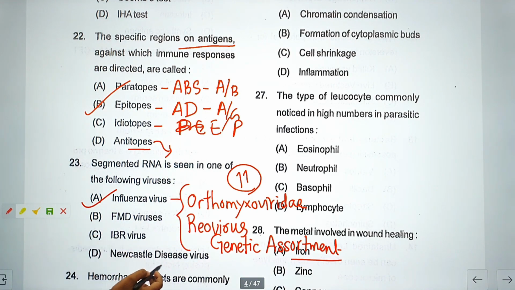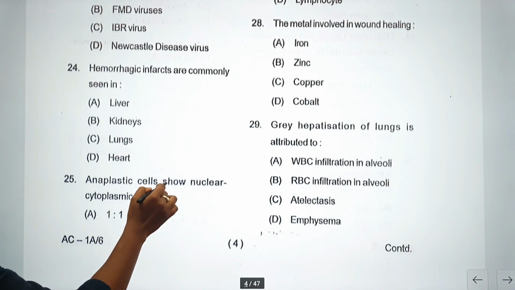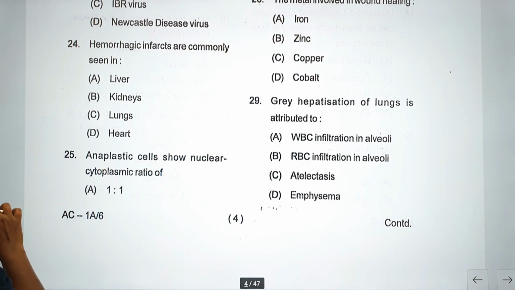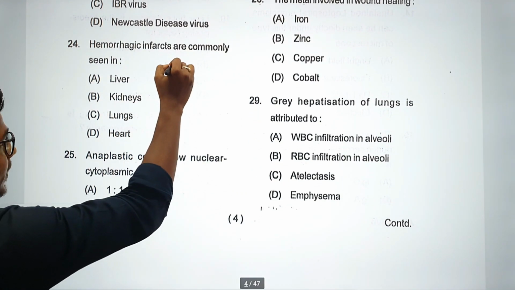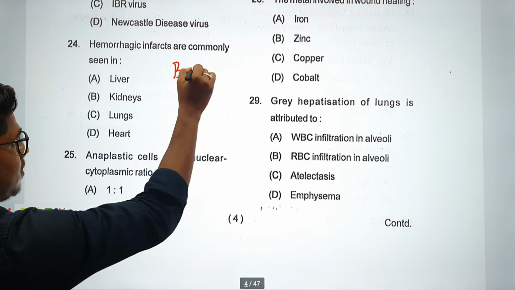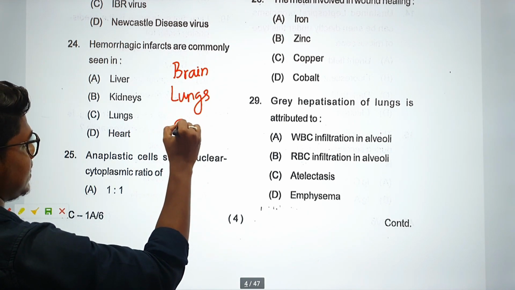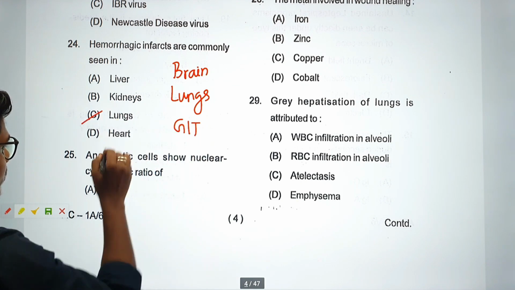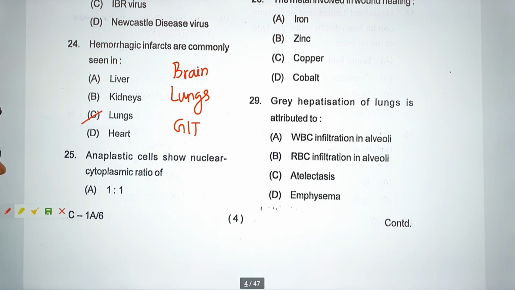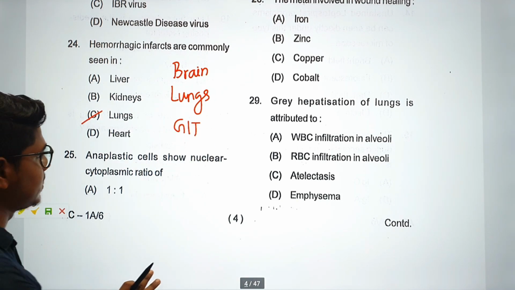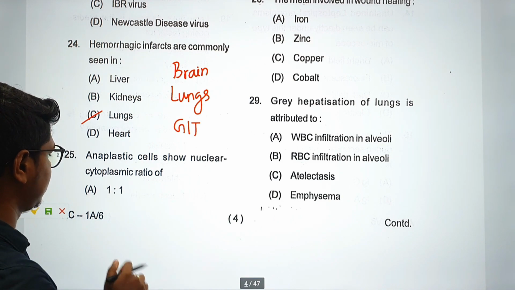Next question. Hemorrhagic infarcts are commonly seen in brain, lungs and GIT. Answer is lungs. Anaplastic cells show nuclear, this is basically cancer cells. Anaplastic cells show nuclear segment 1:1.